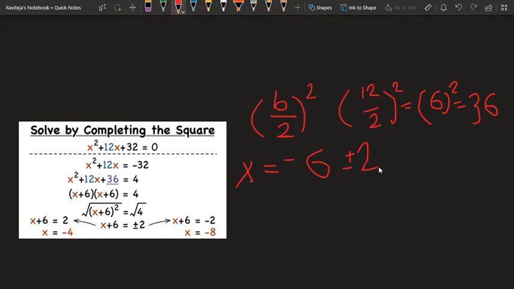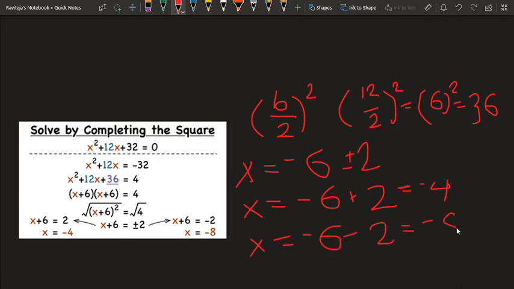And then you can see, since there's a plus or minus 2, you would have two x values, where one would be x equals negative 6 plus 2, which equals negative 4, and x equals negative 6 minus 2, which equals negative 8. So that's how we get our x solutions to this quadratic equation, which are negative 4 and negative 8.